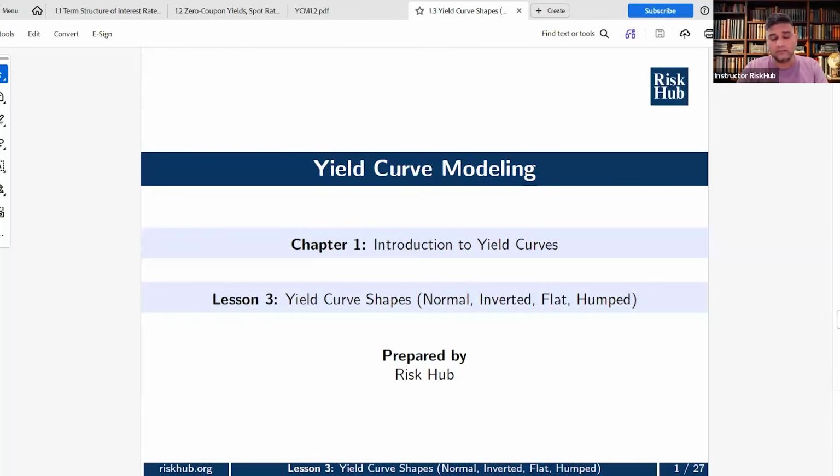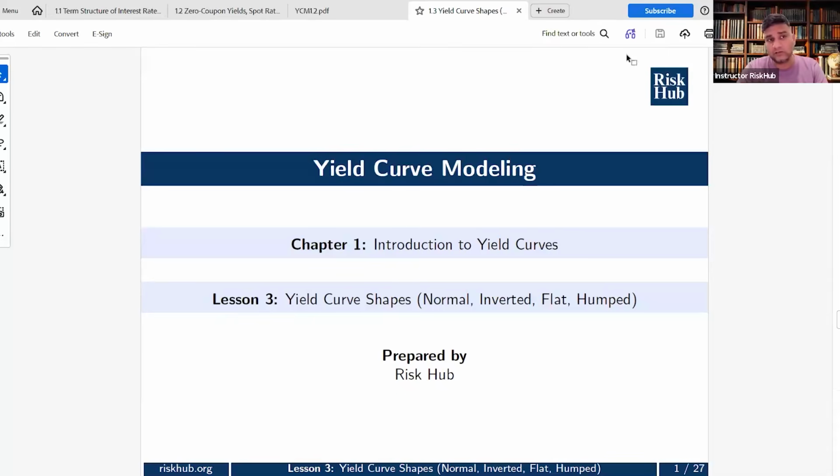All right, guys, let's start. So now we are doing lesson number 3 of chapter number 1. Lesson number 3 of chapter number 1 is about yield curve shapes: normal shape, inverted shape, flat shape, hump shape. This is in continuation with what we learned in lesson number 1 and lesson number 2.